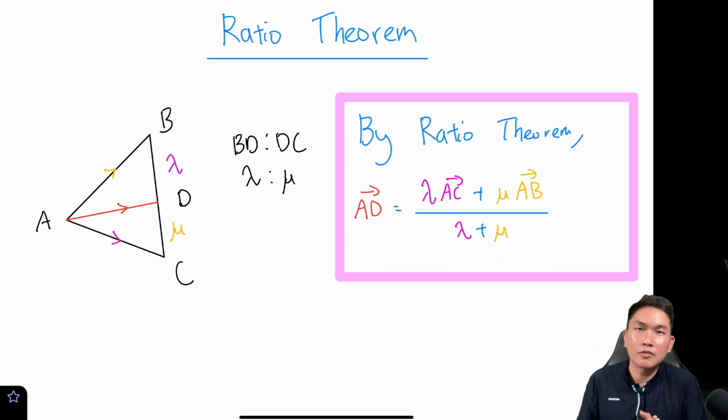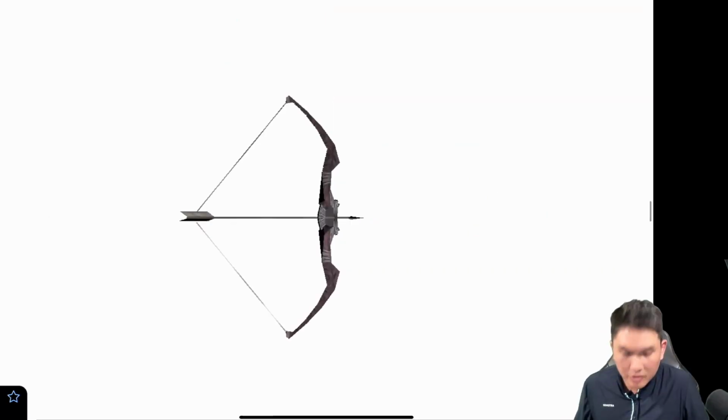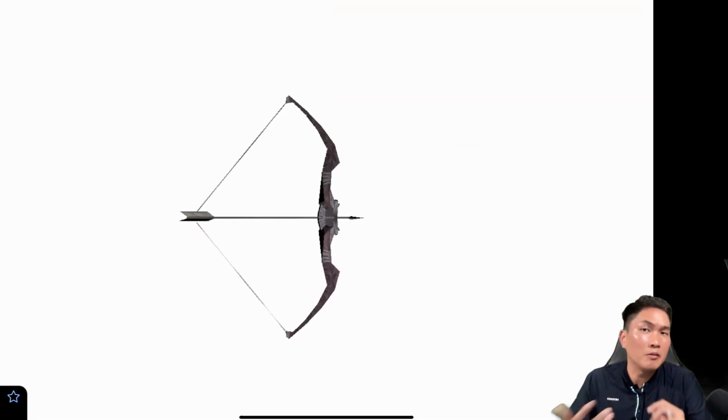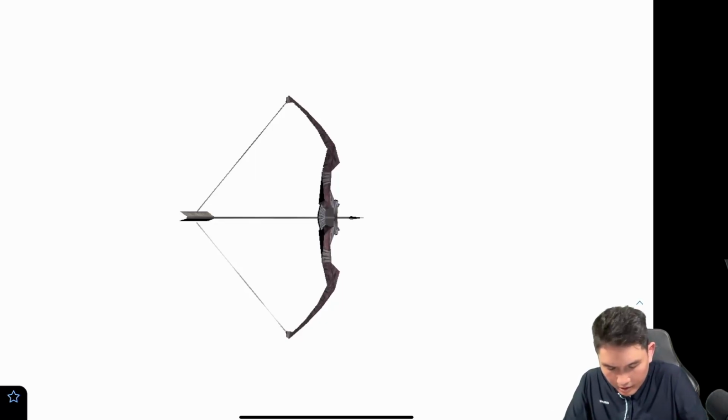Now the main problem students have with ratio theorem is identifying when to use it. My pro tip is to imagine ratio theorem to be a bow and arrow. So our previous points A, B, and C can be represented this way. Imagine that this is a triangle. And the thing we're really interested in is our arrow, AD.